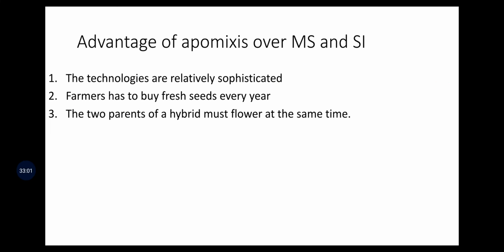Coming to the advantages of apomixis over male sterility and self-incompatibility, the technology is relatively sophisticated for farmers. Here, the disadvantages of male sterility and self-incompatibility are highlighted. These technologies are relatively sophisticated, but farmers have to buy fresh seeds every year and the two parents of the hybrid must flower at the same time.